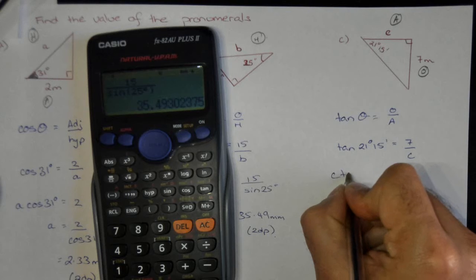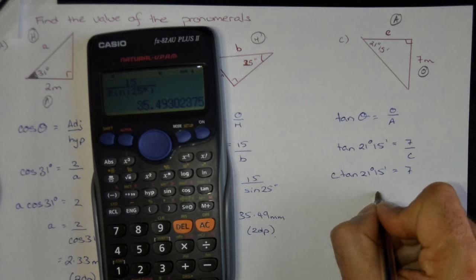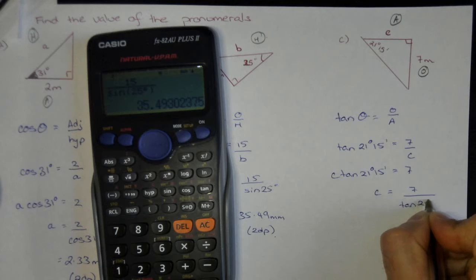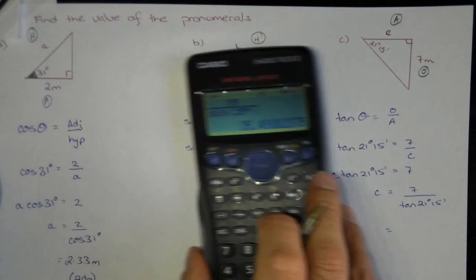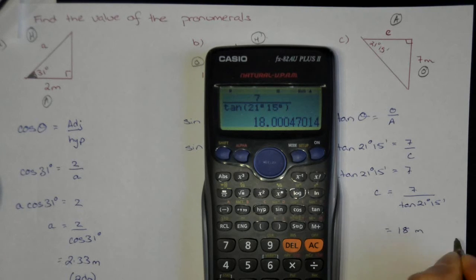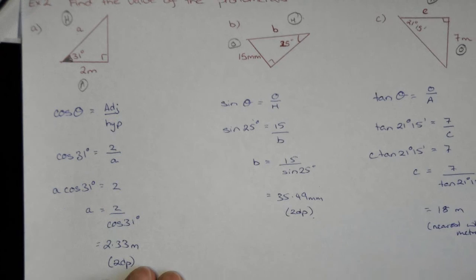I can multiply both sides by C, and then divide by tan 21 degrees and 15 minutes, which gives me, I plug that into the calculator, make sure I close the brackets, I get 18 meters to the nearest meter. Okay, and that's how we use the trigonometric ratios to find out the missing lengths.